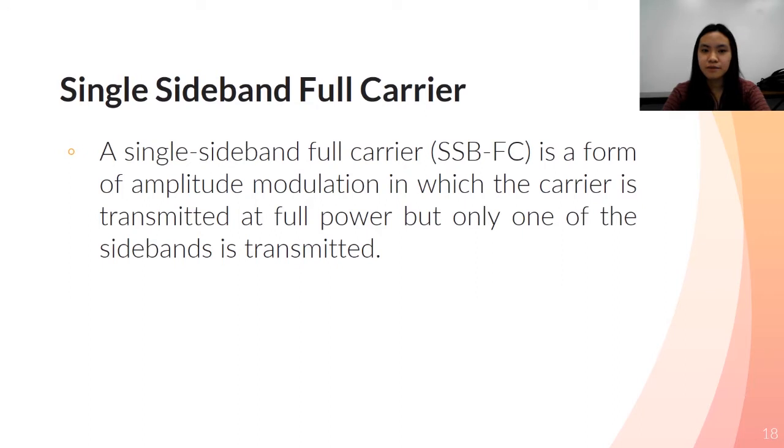A single sideband full carrier is a form of amplitude modulation in which the carrier is transmitted at full power, but only one of the sidebands is transmitted. Therefore, SSBFC transmissions require only half as much bandwidth as conventional double sideband AM.